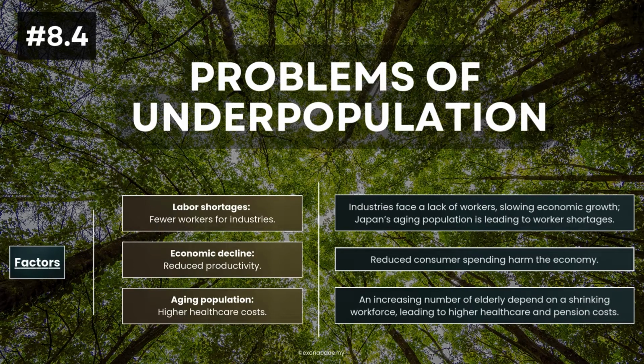Number 2, economic decline. Reduced productivity and consumer spending harm the economy. Number 3 is aging population. An increasing number of elderly depend on a shrinking workforce, leading to higher healthcare and pension costs for the government. Countries like Germany and Singapore offer incentives, such as tax benefits and family support programs, to ensure higher birth rates.